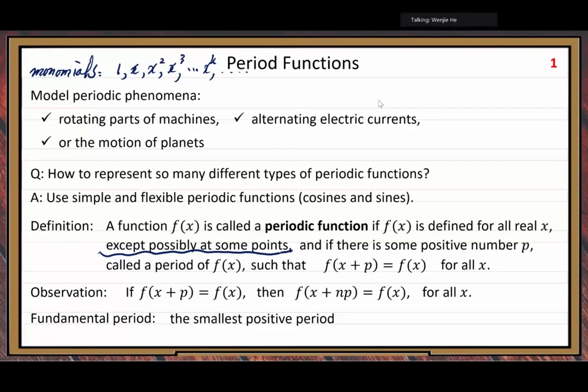Later you will see that we will have cases for that. It appears at the discontinuity points. If there are some discontinuity points in a function, then at those points, when you do the modeling, your formula will be slightly different.